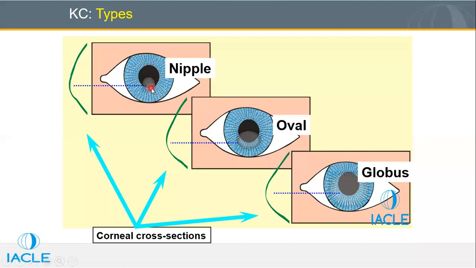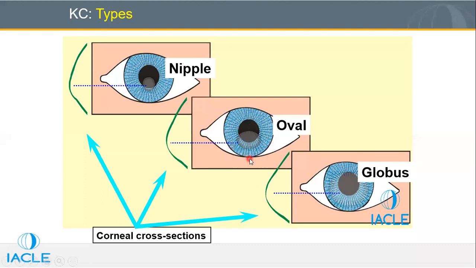and the diameter of the cone would be very small. If you compare a nipple cone with an oval cone, usually the oval cone would be shifted outside the 2 mm area, so it occupies more than 2 mm of the central portion of the cornea. Usually the protrusion diameter would be large, and globus, as the name suggests, usually involves a larger area of the cornea, and you will see a very large ectasia. So these are broadly the three cones.